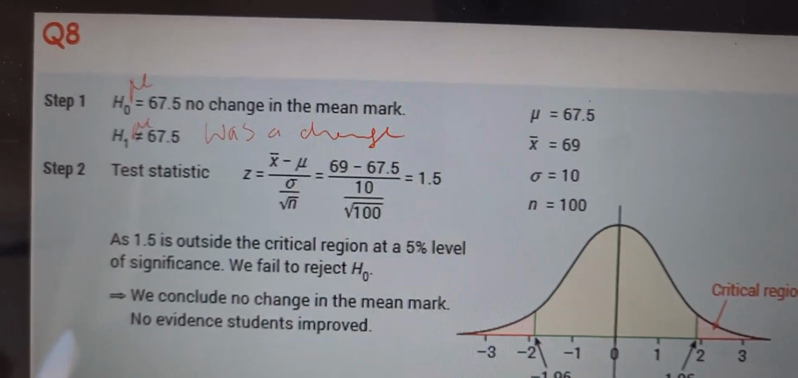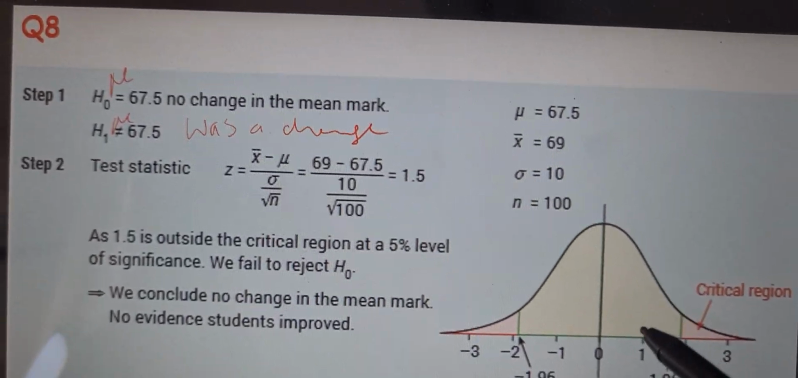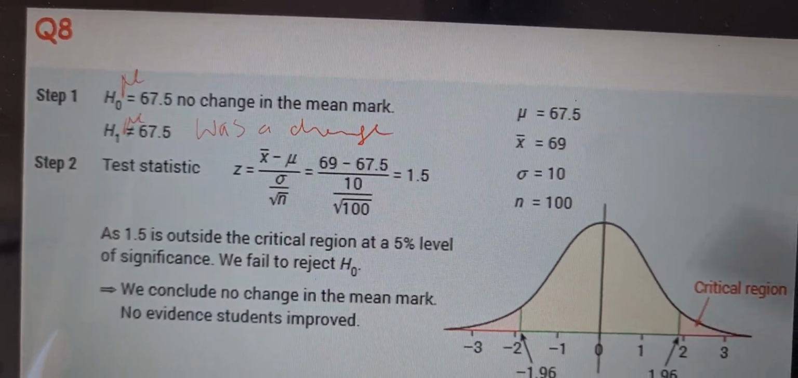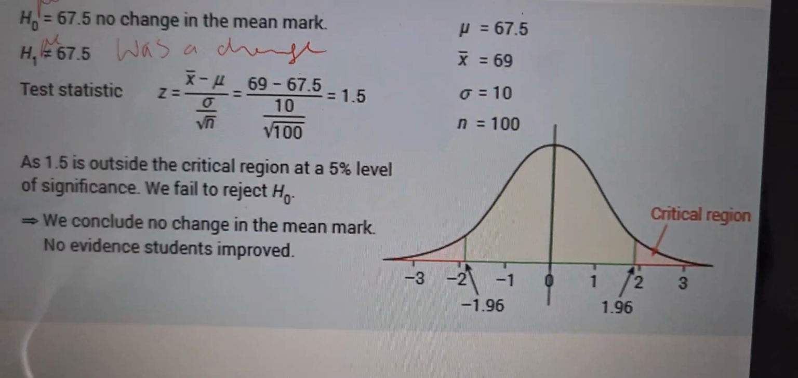Draw your quick sketch. 1.5 is going to lie in here. Okay, so based on your number line, and it's a 95% confidence level or 5% level of significance.